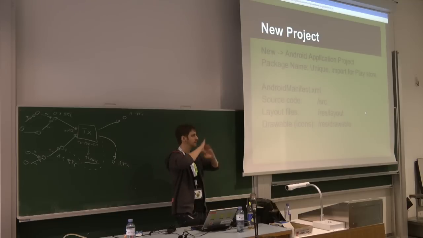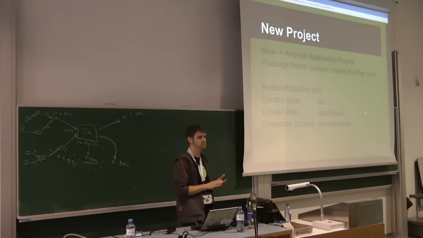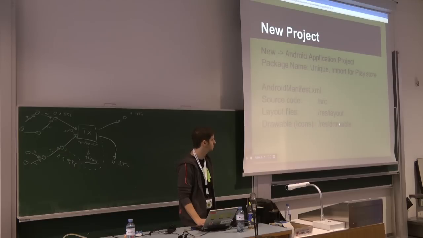So the layouts in Android are defined in XML. You can use this graphical layout tool to arrange your widgets, your views, but I would prefer to use the XML editor to do some fine tuning. It's not that easy to use like the iOS equivalent. And then there are the drawables, icons in the folders drawable and something. We will come to that later. So that's the main structure.